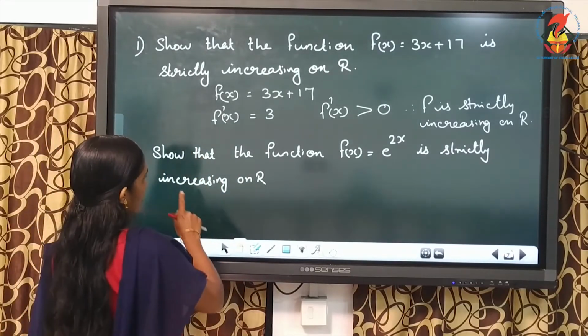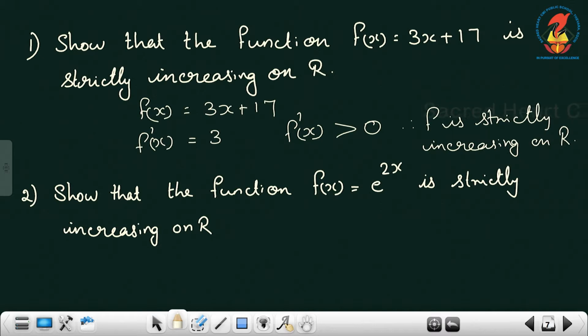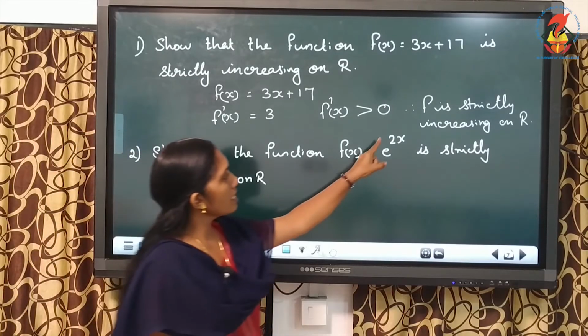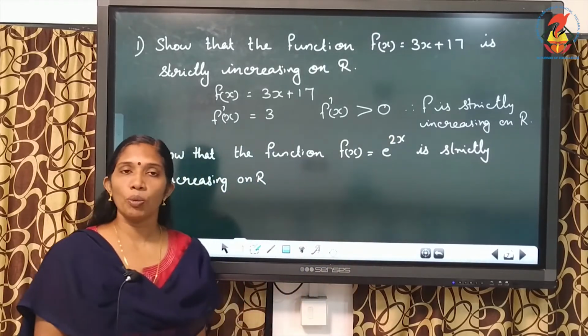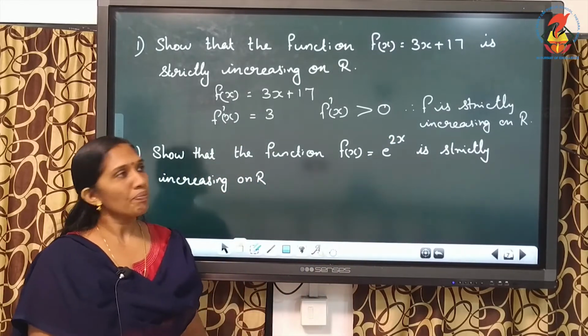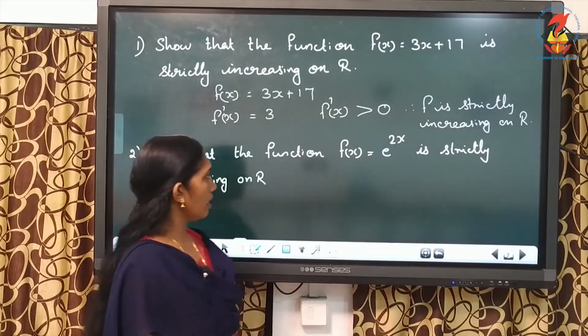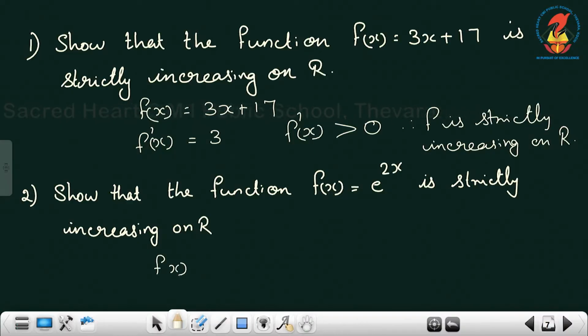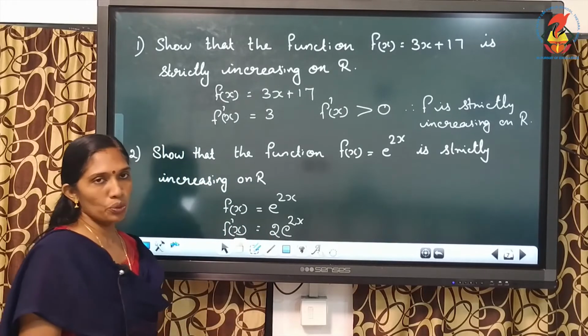Now the second question. Show that the function f of x equals e raised to 2x is strictly increasing on R. Here e raised to 2x is an exponential function. The domain of an exponential function is all real numbers. You can give any real number. F dash x: f of x is e raised to 2x. What is f dash x? The derivative of e raised to 2x is e raised to 2x itself. Then by using the chain rule, what is the derivative of 2x? That is 2. So 2 e raised to 2x.